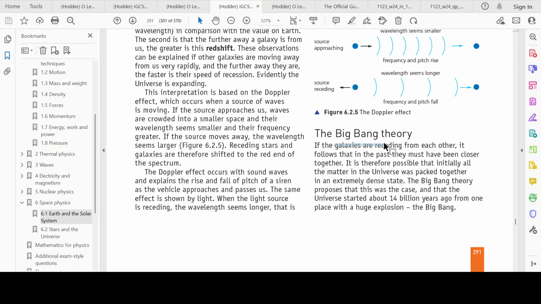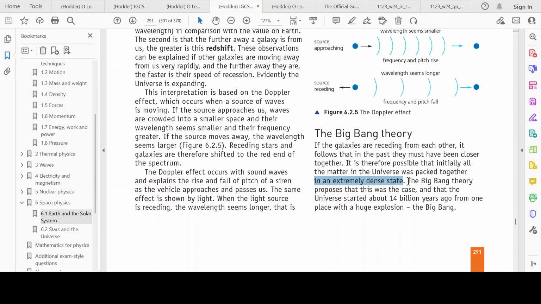Okay, so if the galaxies are receding from each other, meaning they're moving away from each other, it follows, if you work it backwards, that at some point they were all very close together, right? It is therefore possible that initially all the matter in the universe was packed together in an extremely dense state. So everything that we see moving apart might have all been clumped together in a very small space, and so that would have been extremely dense.